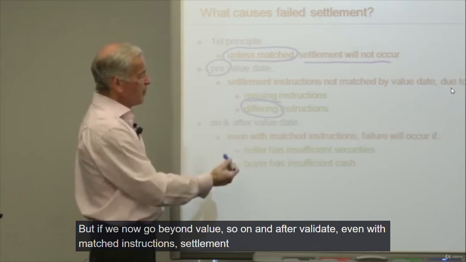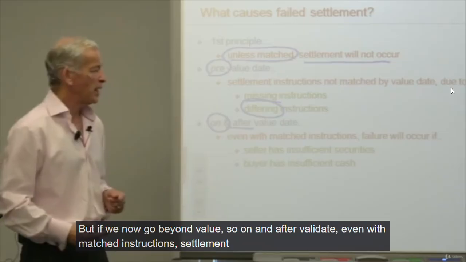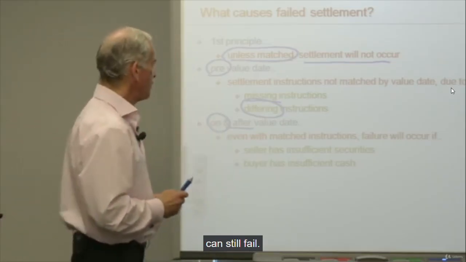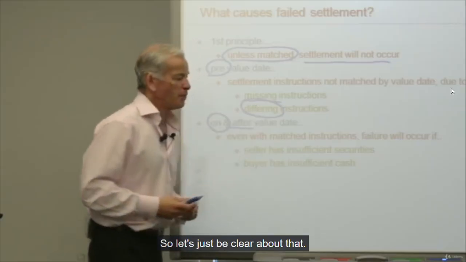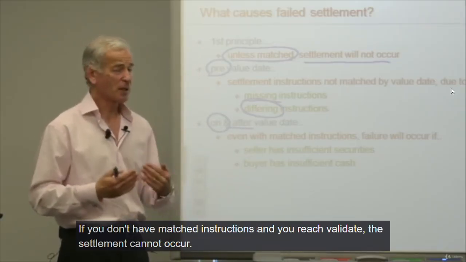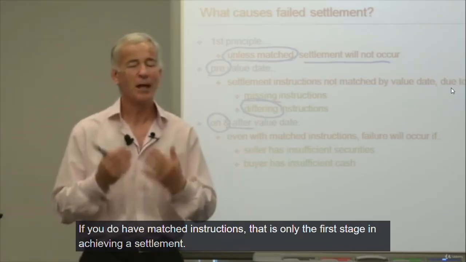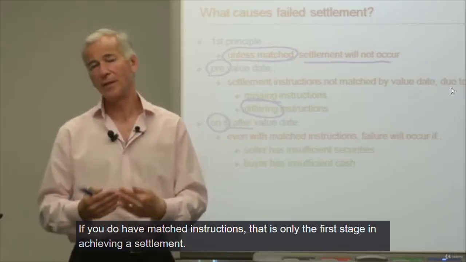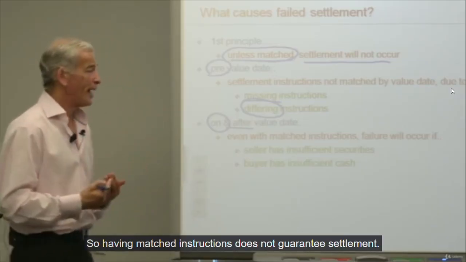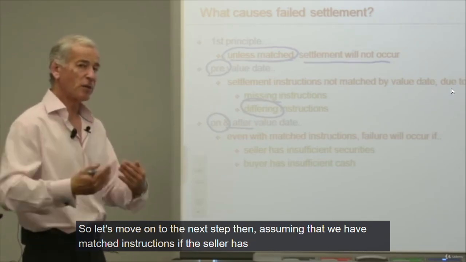But if we now go beyond value date, so on and after value date, even with matched instructions, settlement can still fail. So let's just be clear about that. If you don't have matched instructions and you reach value date, settlement cannot occur. If you do have matched instructions, that is only the first stage in achieving settlement. So having matched instructions does not guarantee settlement. So let's move on to the next step then.